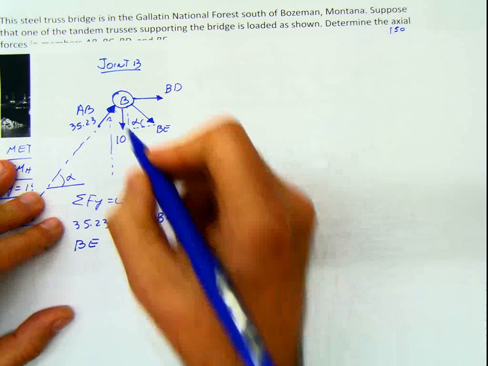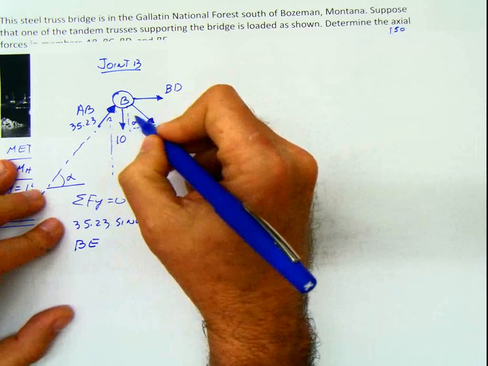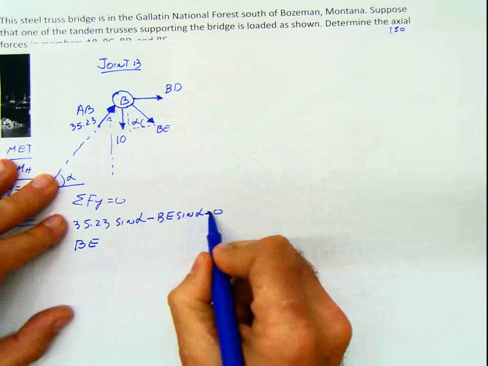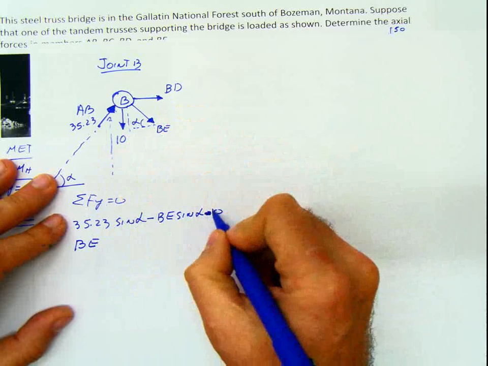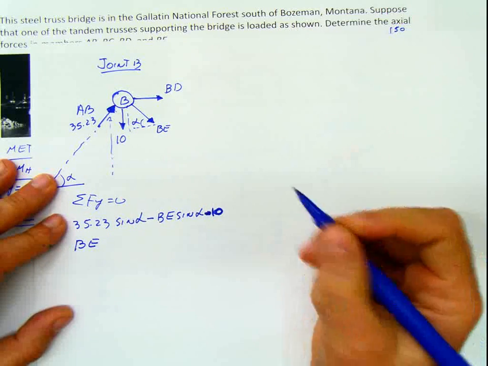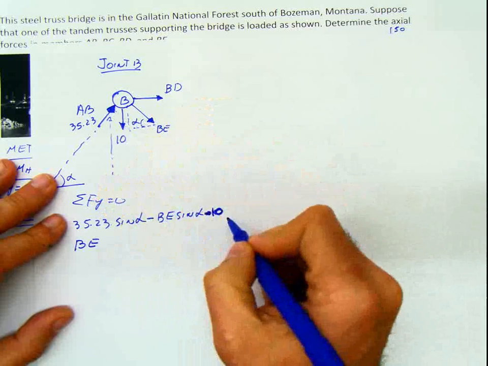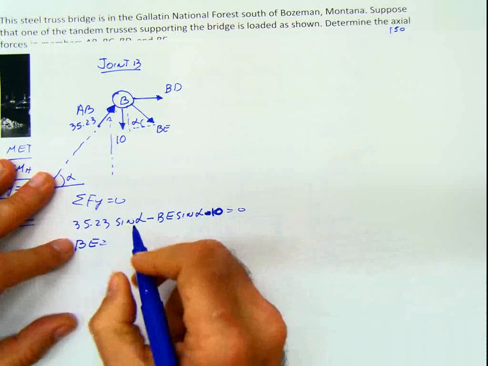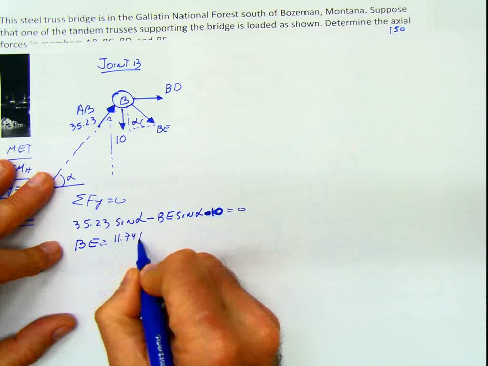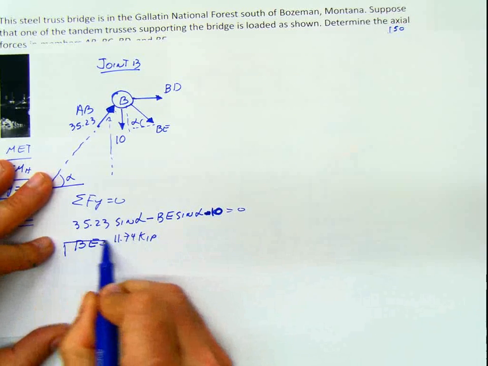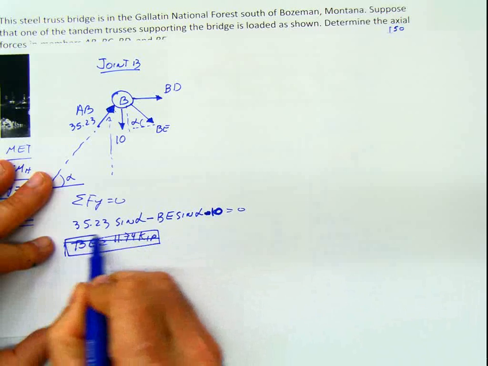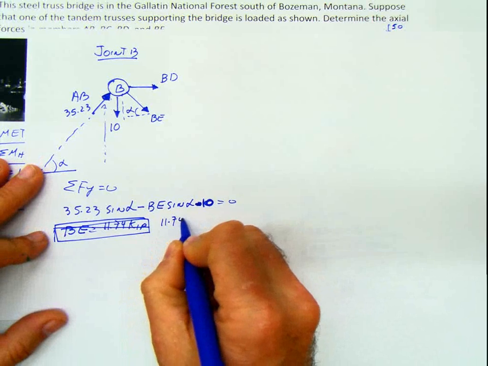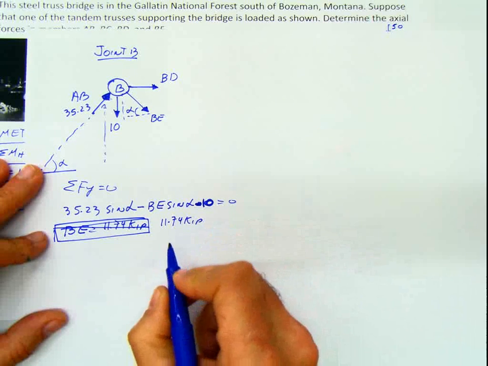Or I missed something. Yes, you see, and that can happen to you also, because this here and this here are BE minus this other force, which is here, 10 minus 10 equals 0. And when you solve this equation, then you get that BE is equal to 11.74 kip. That's the value for BE.